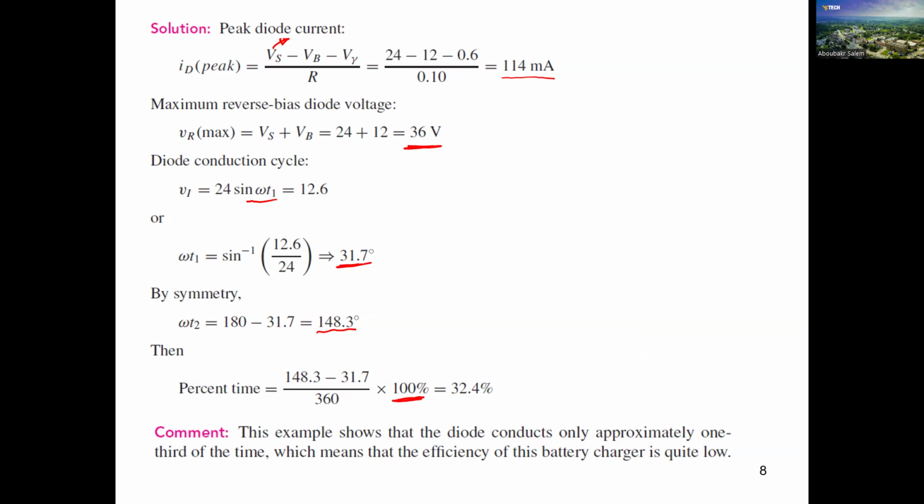Here we have a comment. This example shows that the diode conducts only approximately 1/3 of the time, which means the efficiency of this battery charger is quite low. Why? Because the conduction time in the circuit is very little. So we expect to have lower efficiency for these circuits. Okay.